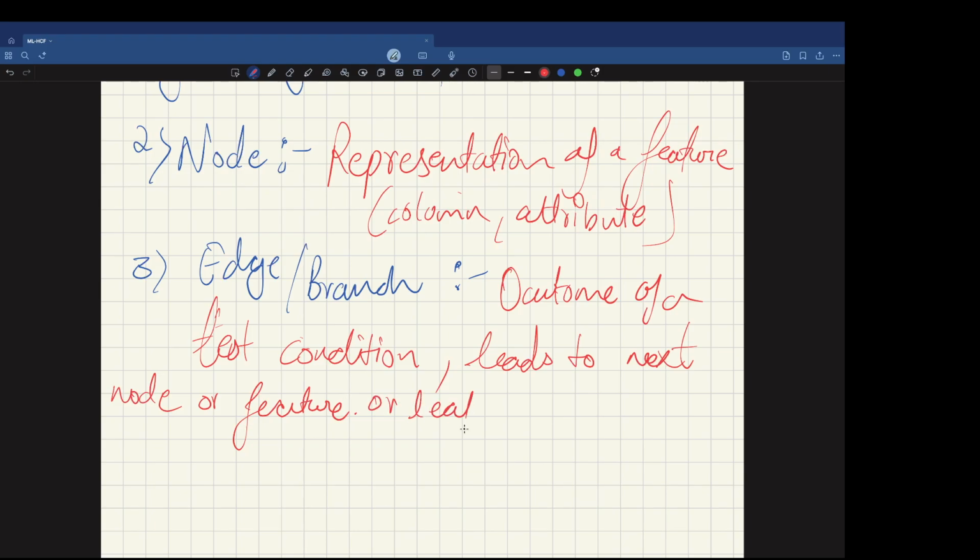You can put leaf also, right? Remove feature, no? Feature is not a good answer over here. Node or leaf.